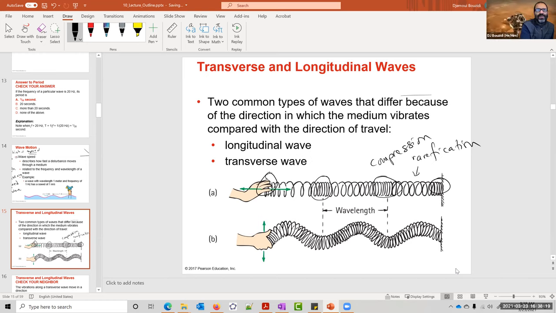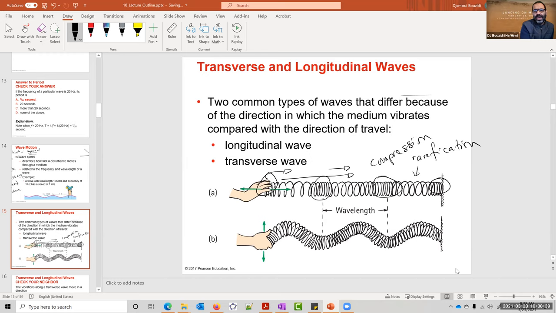Obviously, this is where the vibration has been created and it traveled in this direction, hit the wall and bounced back. And it's traveling along this length also, okay? So this is a compressional wave, or longitudinal wave, along the length of the slinky.